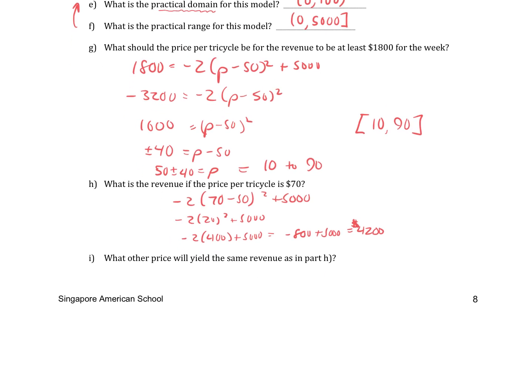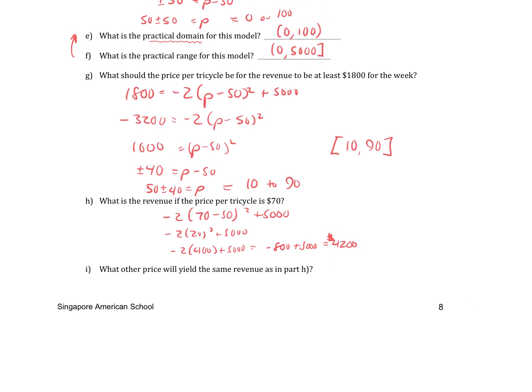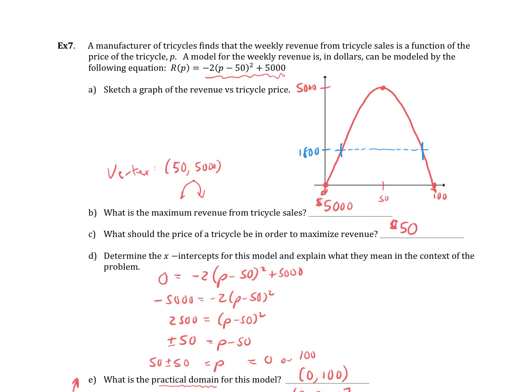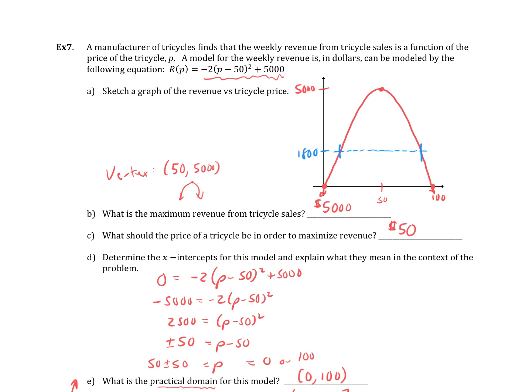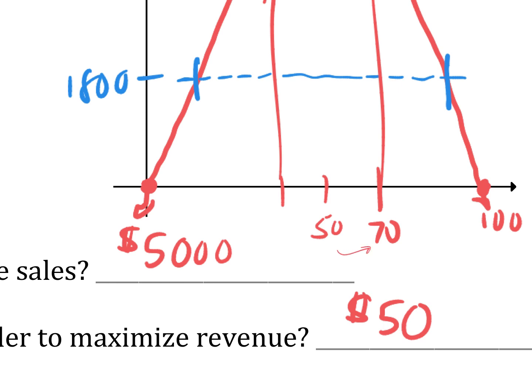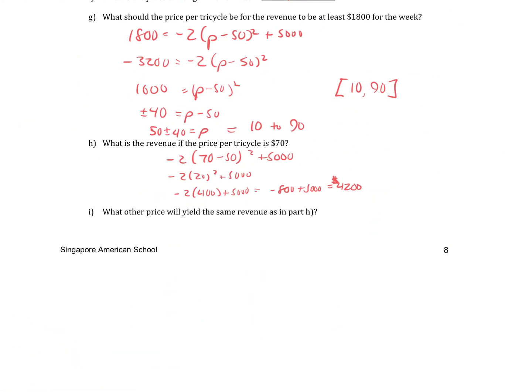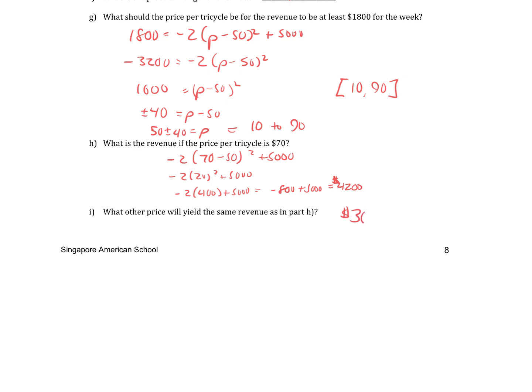Okay, what other price will yield the same revenue? Okay, don't think about this too much. This is probably better to do as a graph. Remember the symmetry of a parabola, whatever the price is at 70, whatever that's going to yield is going to be the same if we go the same amount on the other side. So in other words, I'm going $20 above the vertex, $20 below should be the same. Don't spend a lot of time doing a lot of algebra on that. Use the symmetry whenever you can. This is going to be $30 just from the graph.